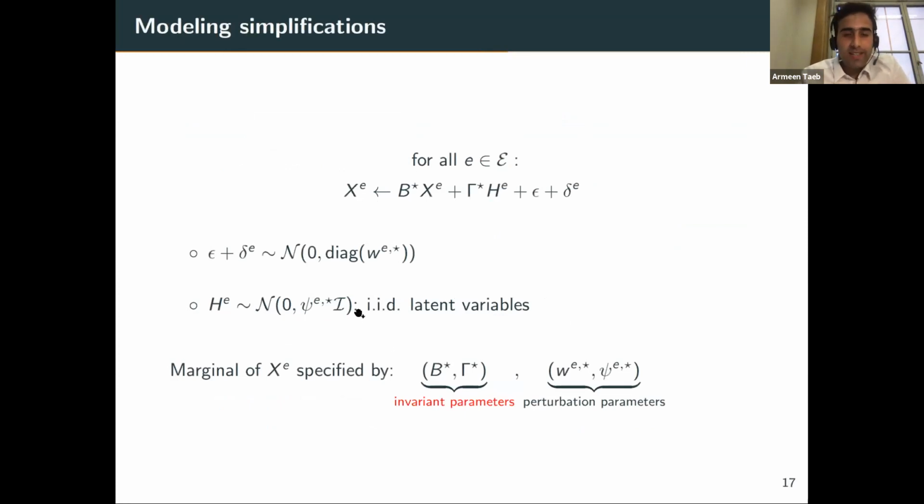Okay, so to develop the estimator and the technique, I will further parameterize the model. I will then write the distribution of epsilon plus delta as a Gaussian distribution with mean 0 without loss of generality, and a diagonal covariance where the covariance is specified by this vector W^E star, E because it's changing across environments, star because it's a population parameter. For simplicity, I'm going to assume that the latent variables are IID, specified by a scalar parameter psi. Now this IID assumption can be relaxed, but we do this for the talk for simplicity. Now the marginal distribution of the observed variables is specified by these invariant parameters, B star and gamma star, and these perturbation parameters, W and psi, that are changing across environments.